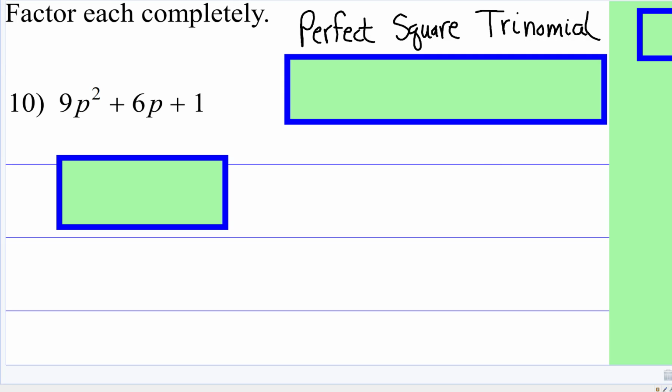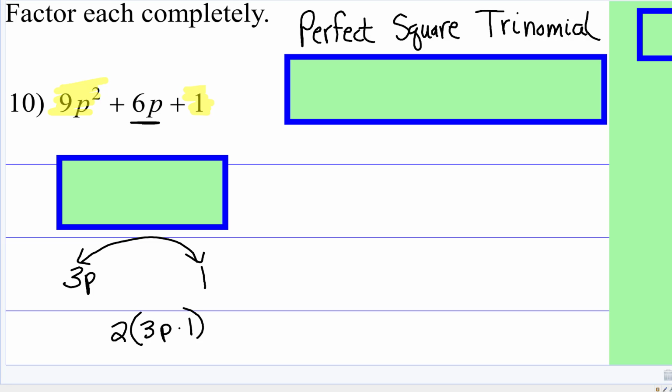You look at the first term and ask yourself, is that a perfect square? Well, it is. The square root of 9p squared is 3p. Then you look at the third term. Is that a perfect square? It is. It's 1. The only thing left that you have to ask is, is that middle term 2 times this? So is that middle term 2 times 3p times 1?